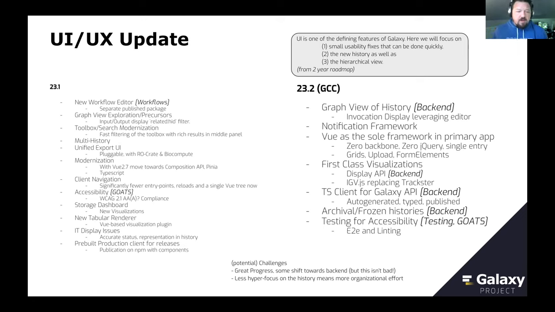We'll have a new tabular renderer. It's going to be a prototype for visualization based. So the idea is in 23.2, visualizations will be sort of first class, right? When you click the eye on a data set, you won't get a response from the web server that says, this is how this thing is displayed. What you'll get is an interface that queries a display API that says, okay, these are the different ways we can look at this thing. Here's 10 different visualizations that are suitable, right?